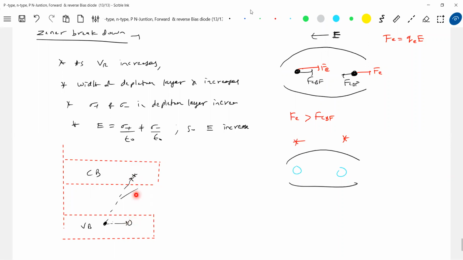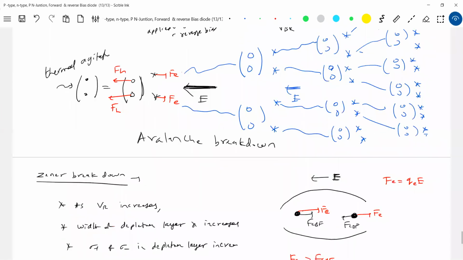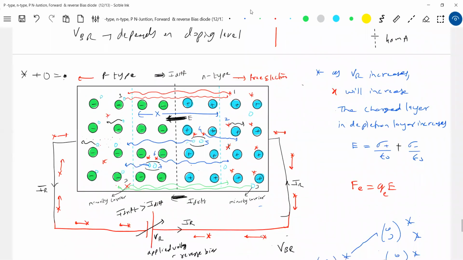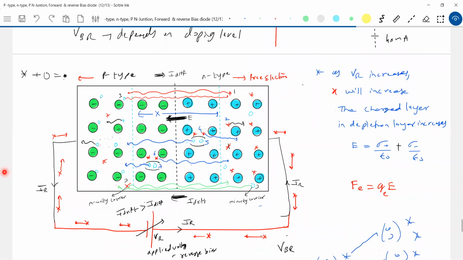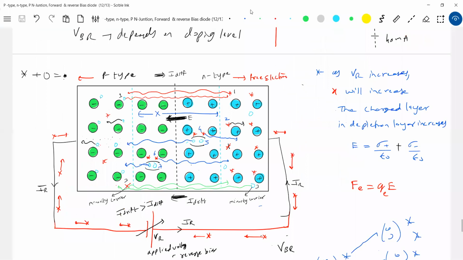Like that, what happens? This electrostatic field in the depletion layer will directly pull the valence electron from the valence band, and a large number of minority carriers will be generated again and the current will be more. This is the Zener breakdown. I think avalanche breakdown and Zener breakdown are two different phenomena. Now you ask the question, sir, which one will occur?